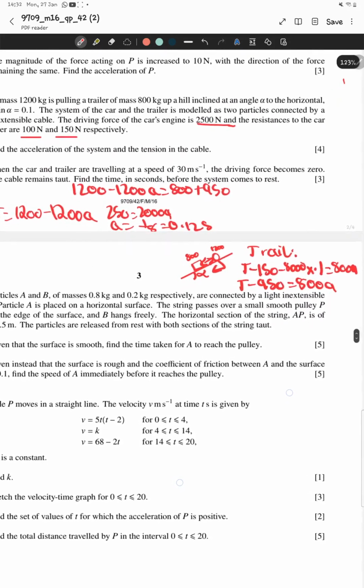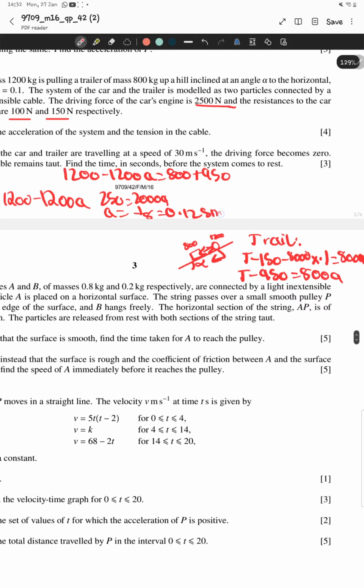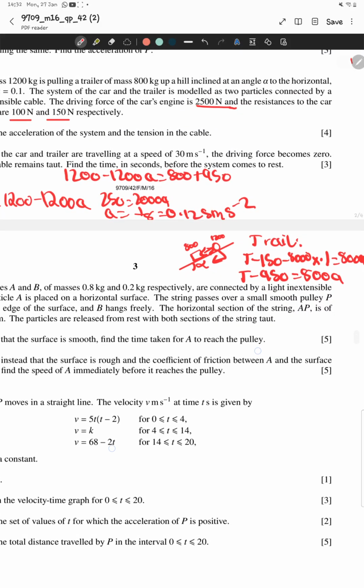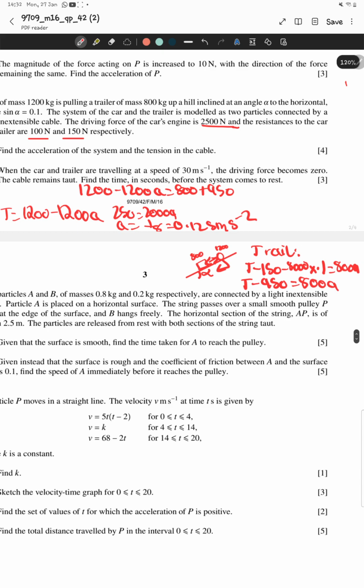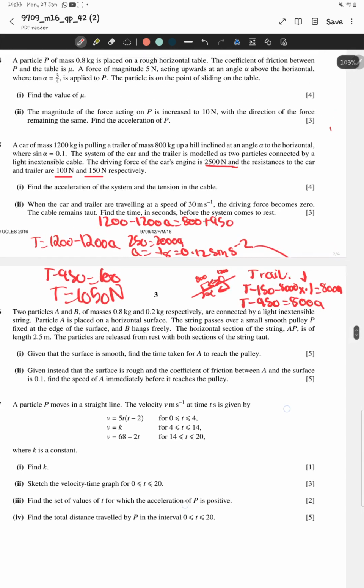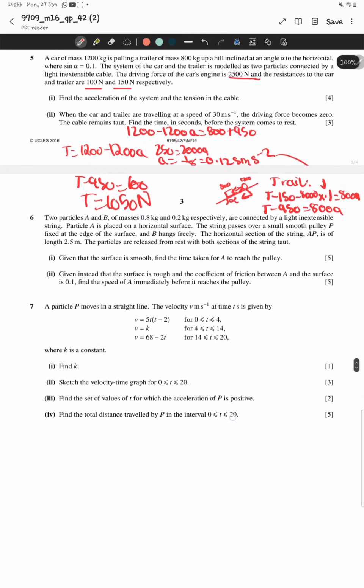Okay, and then we can just put this A into any one of these equations. Let's just put it into this one. So T minus 950 equals 800 times 0.125, which is 100. So T will be equal to 1050 newtons. Okay, there we go.